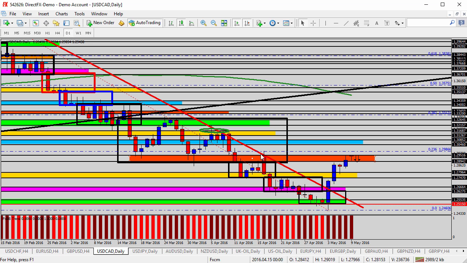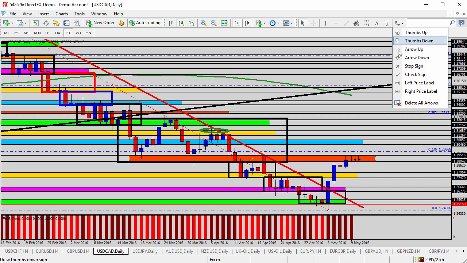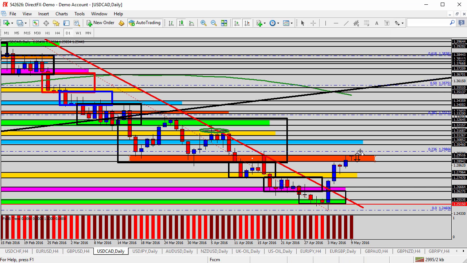Follow it back in time, you see resistance here, congestion here, support here, support here. So I don't think that this is a good opportunity to go long as long as it's underneath 129.50. Only if it breaks above 129.50 would we begin to look for this currency pair to go long.